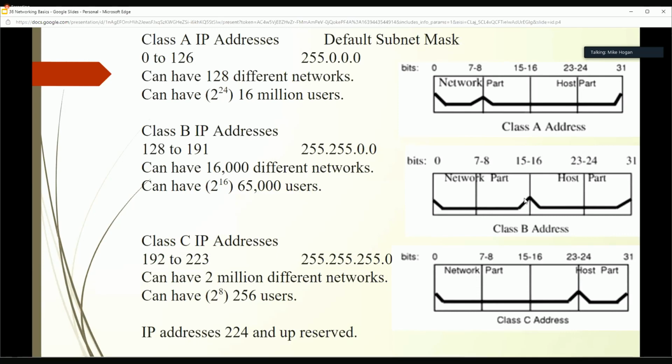Now, what that means is I've got more bits that are representing networks. So I could have more of those networks. But on each individual network, I'm going to have fewer hosts than I had before. Still a lot of hosts, but fewer than before, because instead of having 24 bits as I did in a class A representing hosts, now I've got 16 bits that are going to represent unique hosts on any given network. So you can have 16,000 different networks, and 2 to the 16, this is 16 bits, 65,000 different users.